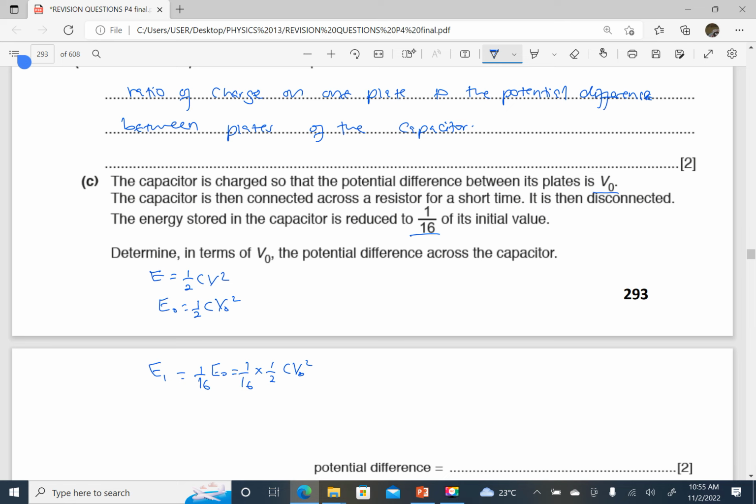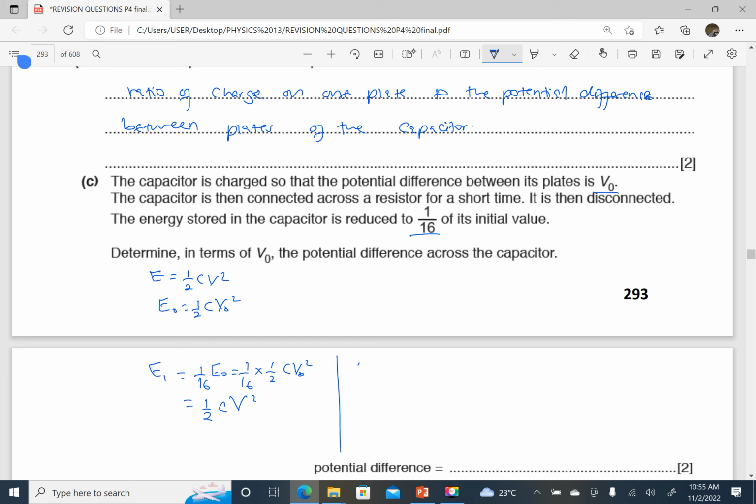So we want to determine, in terms of V naught, the potential difference across the capacitor. So the energy stored after some time is 1/16 of that. But this energy can also be a half times C times the new potential difference V squared. So we are going to just equate these two equations here.